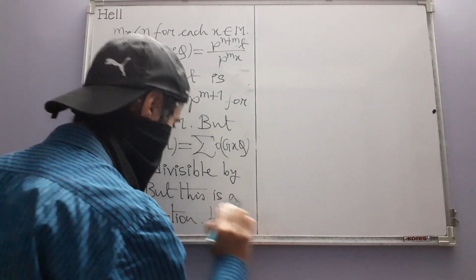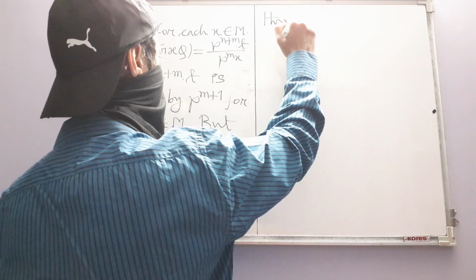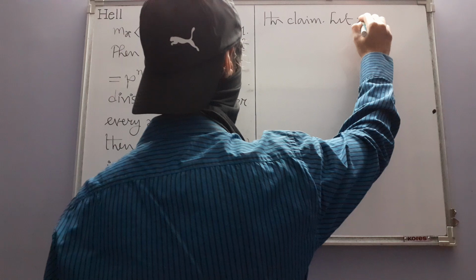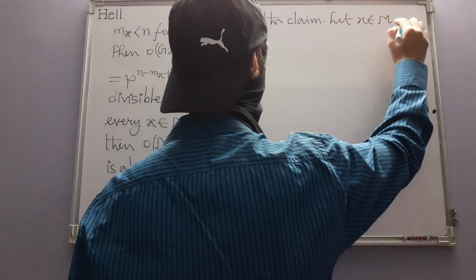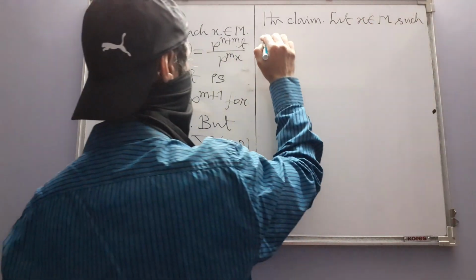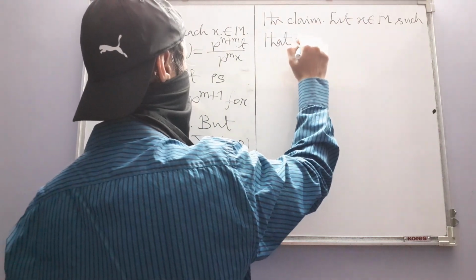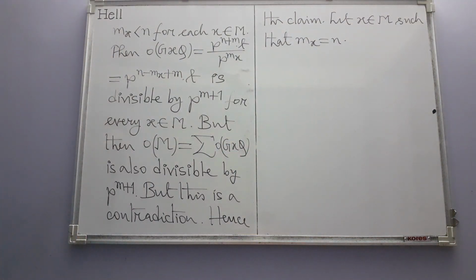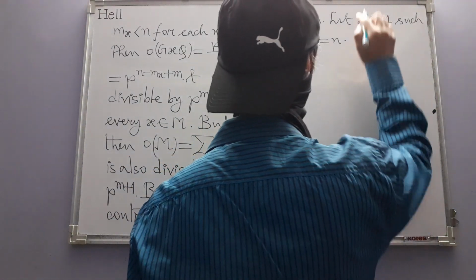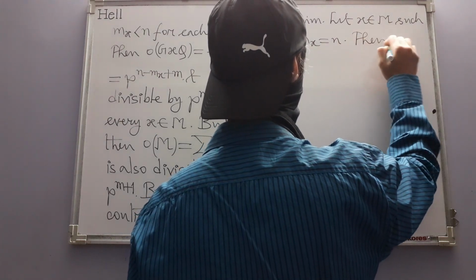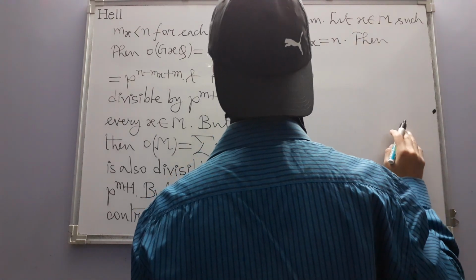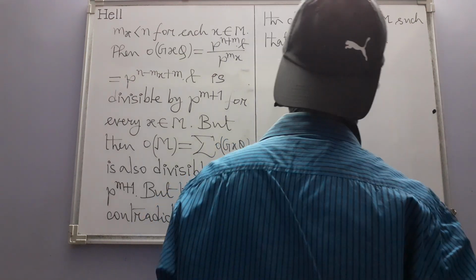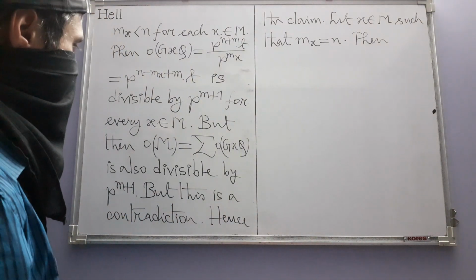Hence, the claim. So let x be an element in N such that mx is equal to N. Then what? If mx is equal to N, then, okay, what can we say about the intersection?